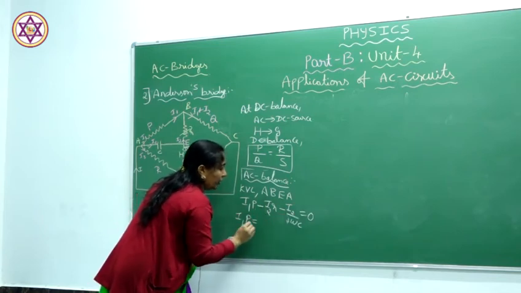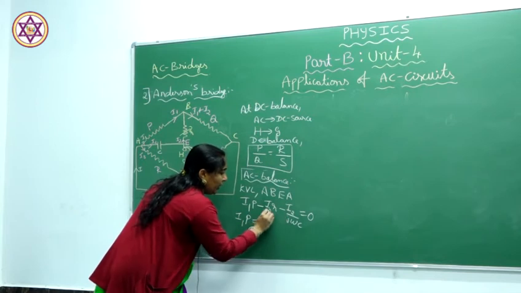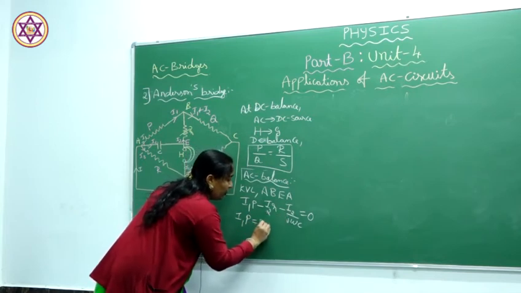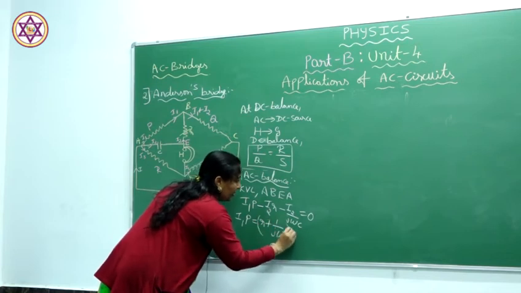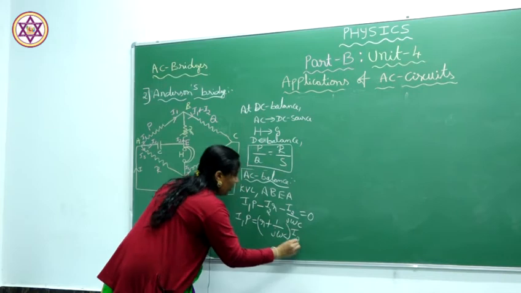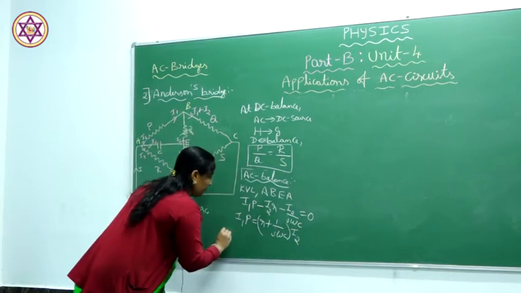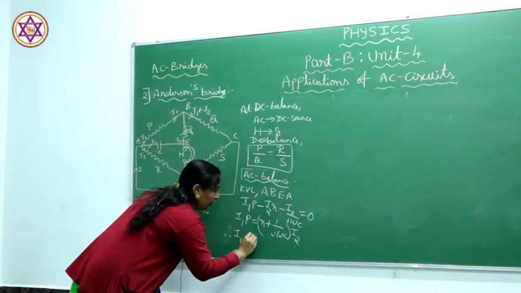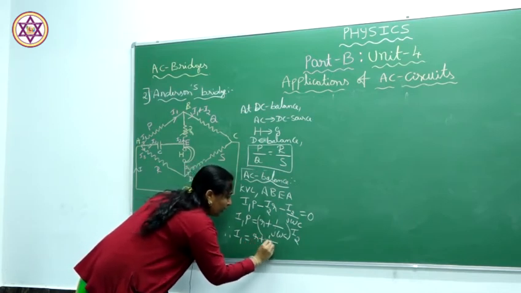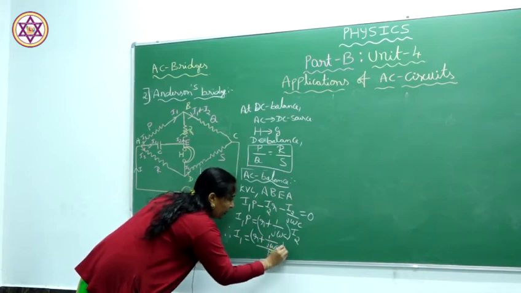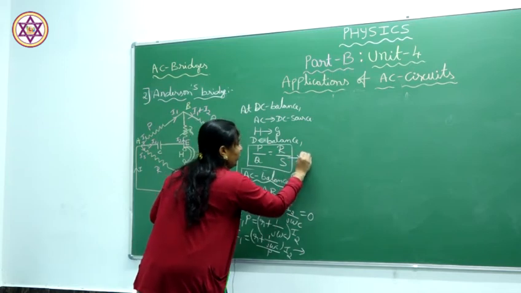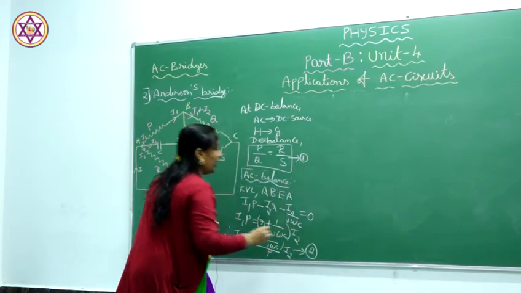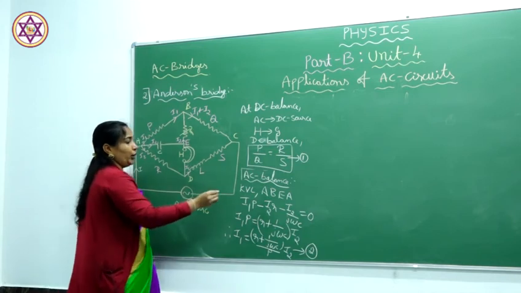Take to RHS, we get it minus becomes plus and I2 is the common factor. Therefore, (R plus 1 by j omega C) into I2, or I1 should be equal to (R plus 1 by j omega C) whole divided by P into I2. So, this is equation number 1 and this is equation number 2. So, this is very important.